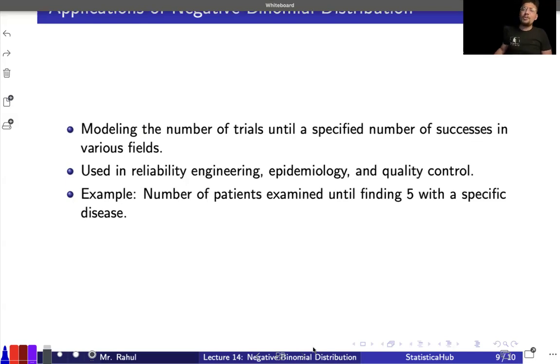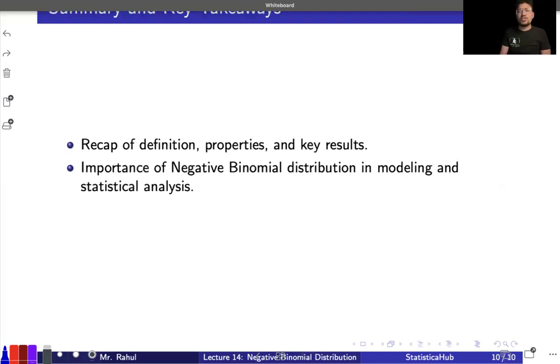In epidemiology there are also a lot of examples. For any distribution you encounter, you can think about many examples and use it in any context. One example already given is the number of patients examined until you find 5 with a specific disease. So that was something about the negative binomial distribution. I hope you understand what it means and what its key features are. That was all about lecture number 14. Thank you. Bye.